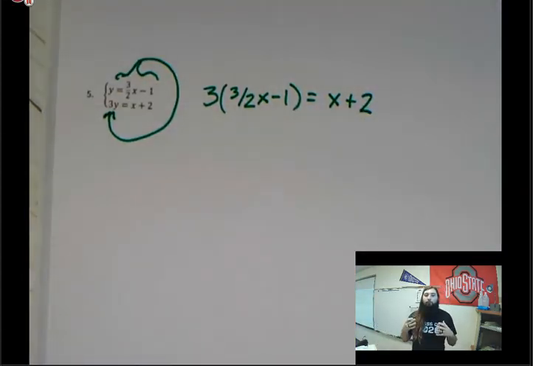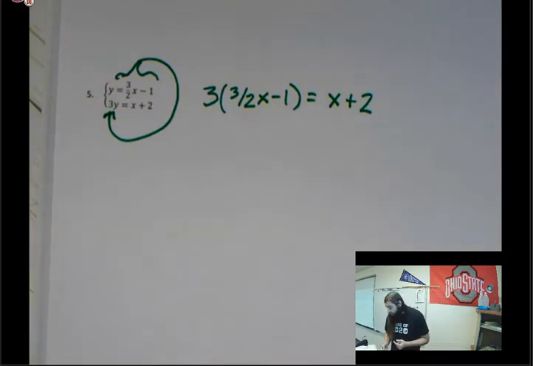Okay? And so to be successful with substitution, we have to be able to, number one, plug an expression into an equation for a variable. Number two, we have to be able to distribute properly and then combine like terms to solve and do all of those things successfully. Okay?